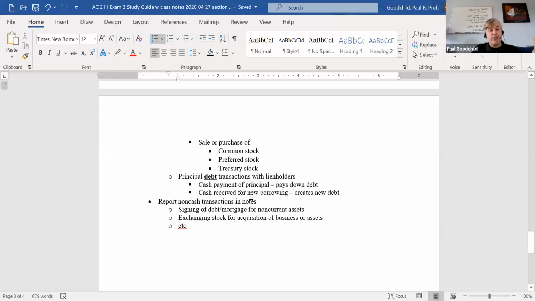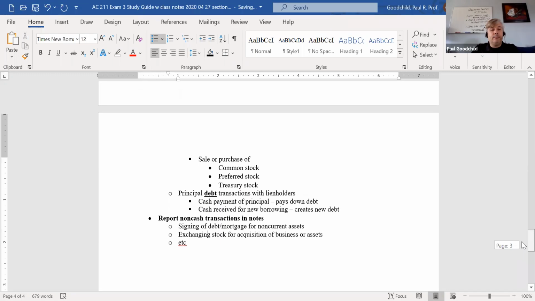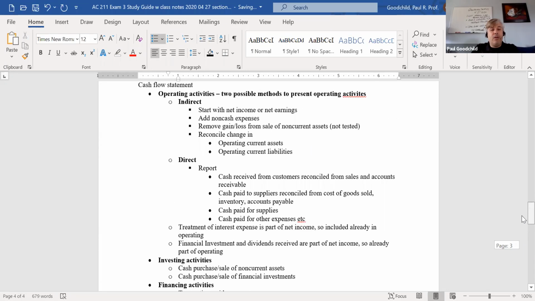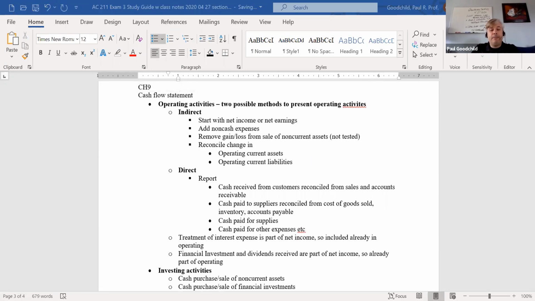Remember, in the notes, you report non-cash transactions. So if you signed a mortgage for a building, then you would report that. Or if you exchange stock to buy a business, then you would report that as a non-cash transaction as well. All right, so that's kind of the outline version of it.